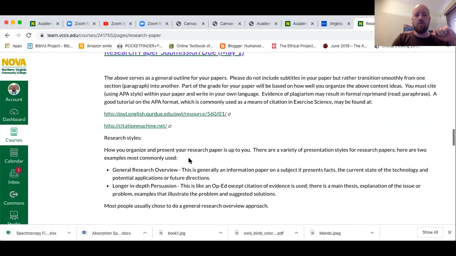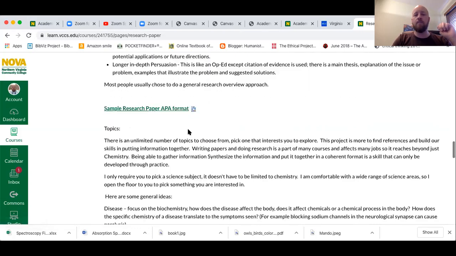So, things to help you when you're doing your citations, things like the Purdue Style Guide, the citation machine. And so, what you should be giving me will look something like this.